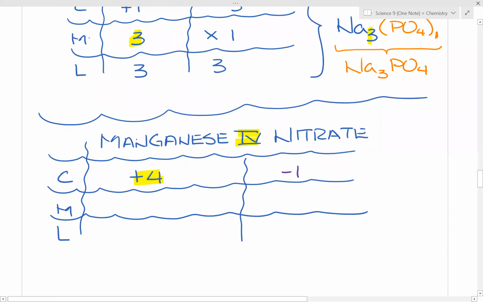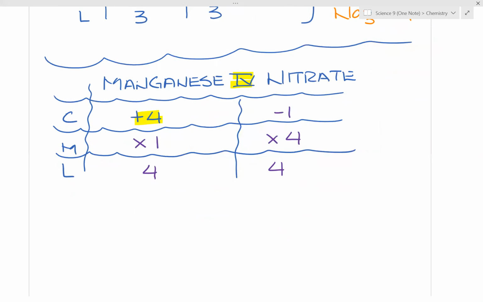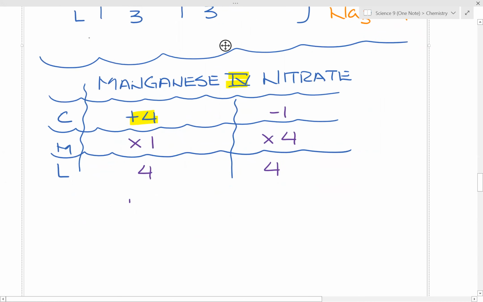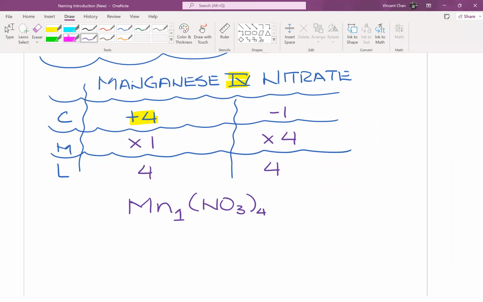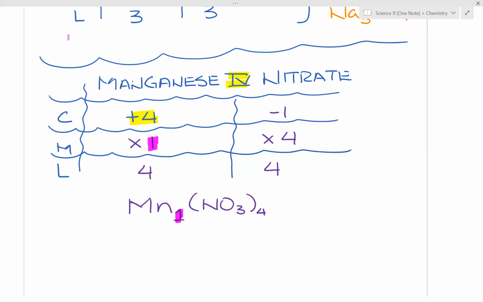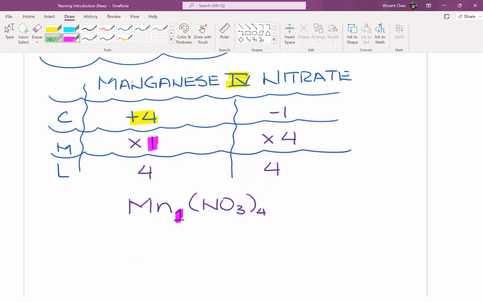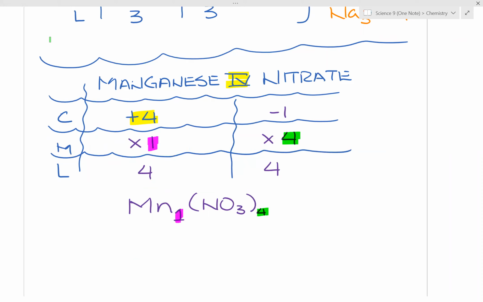Again, lowest common multiple is 4 and 4. So this would be ×1. This would be ×4. So what would the formula be? In this case, it would be Mn1 brackets NO3 brackets 4. Again, where's the 1 come from? The 1 is from the multiplier, and then the 4 for nitrate is here.